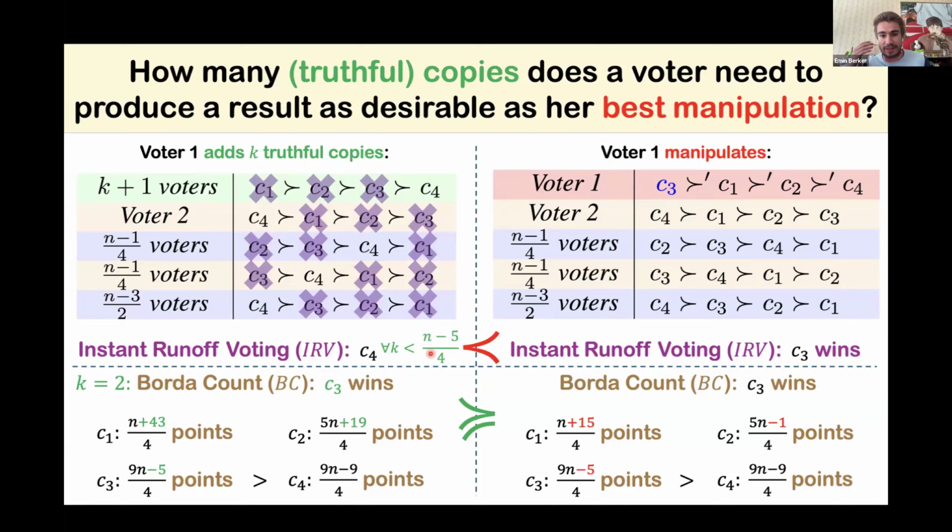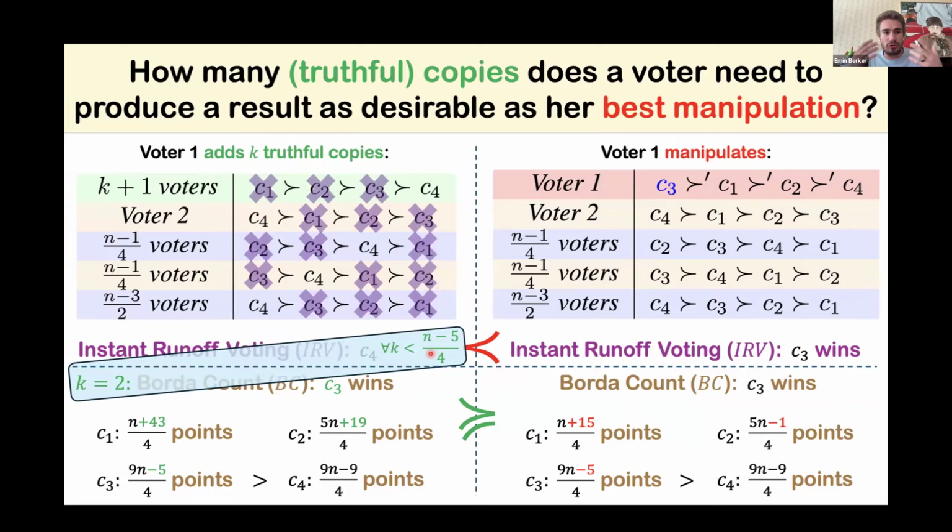So now, with any number of copies less than n over 4, Alice actually still prefers manipulating to adding truthful copies. And even now, you can see that the exact same manipulation and the exact same profile weigh differently, it outweighs a different number of truthful copies for different rules. And in fact, in this case, n can be arbitrarily large, so the difference can be arbitrarily large.